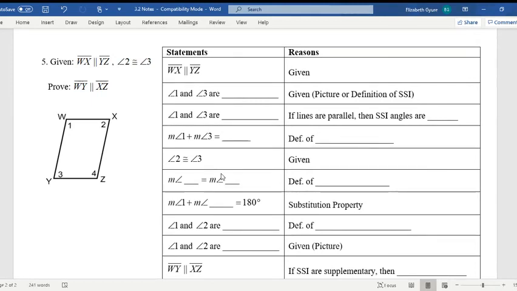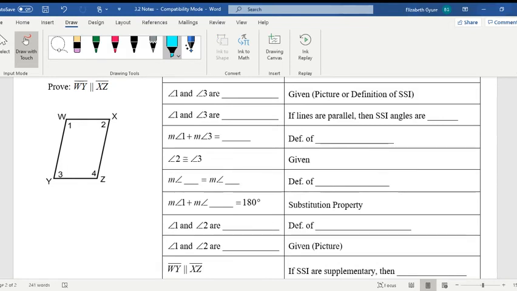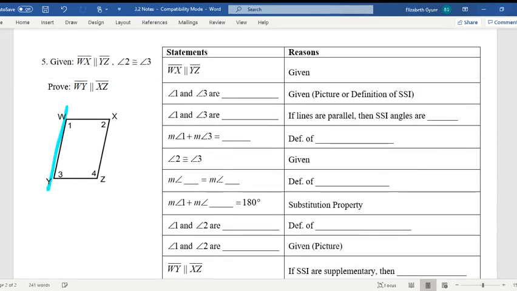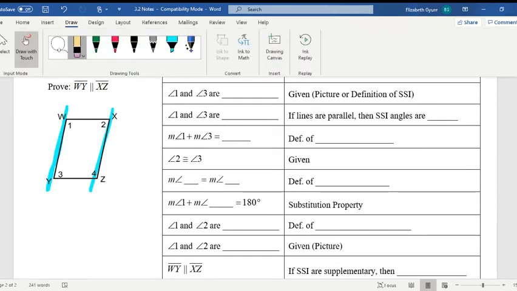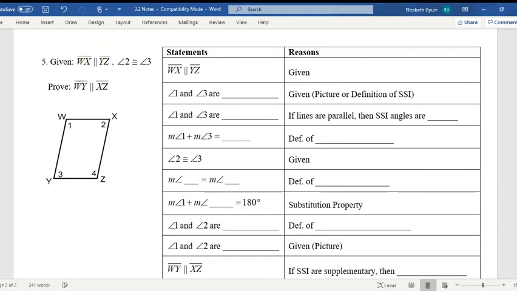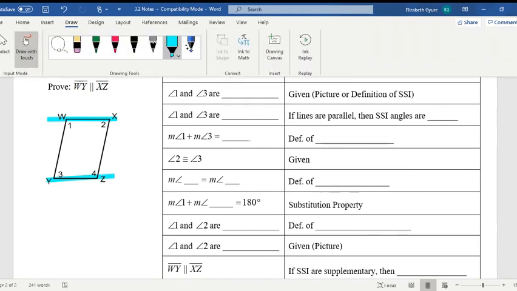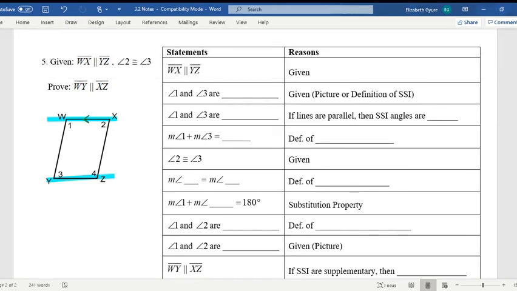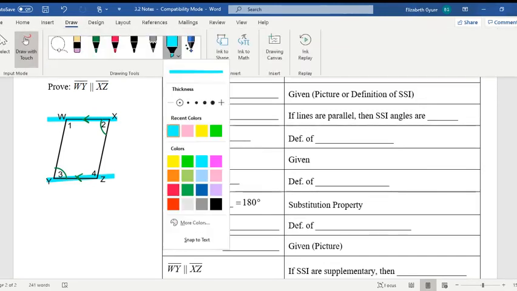So we are given that segment WX is parallel to YZ, so that is the left and the right, sorry. Oh no, I was reading the wrong one. I was reading the proof. We're trying to prove those are parallel. I give you that the top and the bottom are parallel. Okay. And I give you that angle 2 is congruent to angle 3. We're trying to prove that the left and right are parallel.